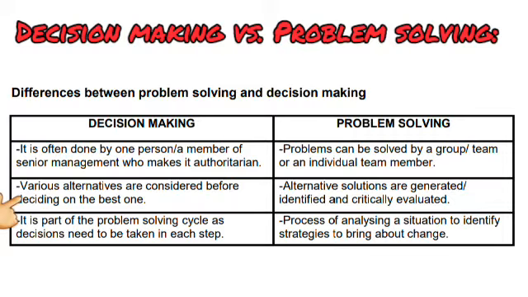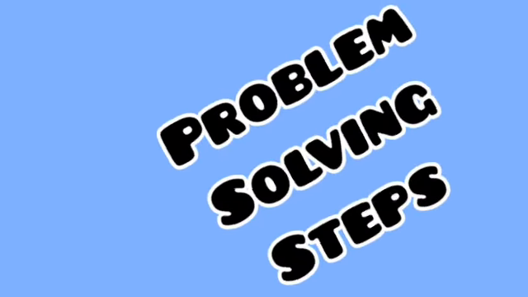That's decision making. And then the last bullet point under decision making says it is part of the problem solving cycle, as a decision needs to be taken in each step. And then under problem solving, the last bullet says it is the process of analyzing situations to identify strategies to bring about change. See that decision making can be part of the problem solving process, because in each step of the problem solving steps, we need to make a decision as to how we are moving on to the next step.